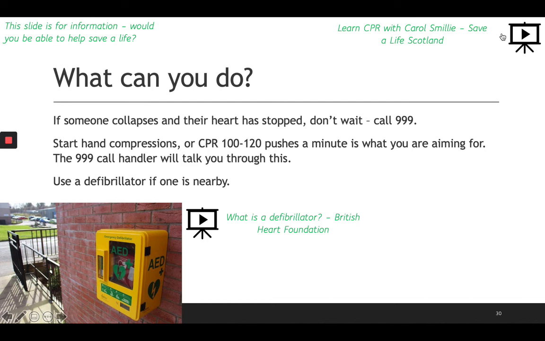Next week we're going to be looking at the causes of heart disease in a wee bit more detail.